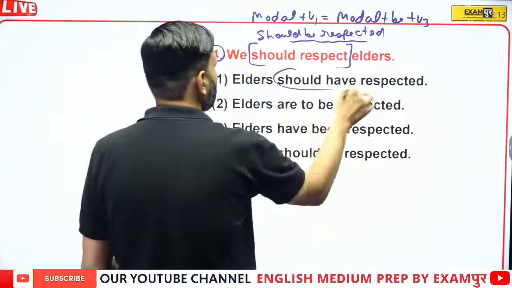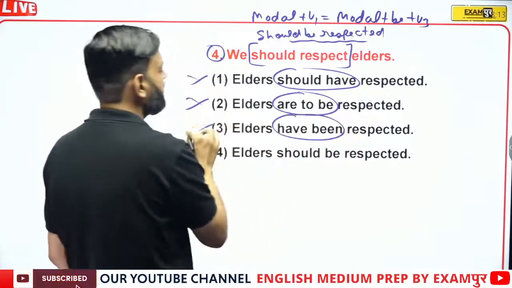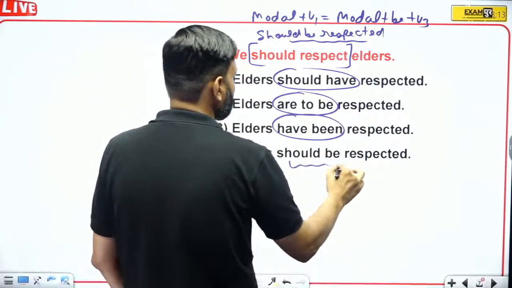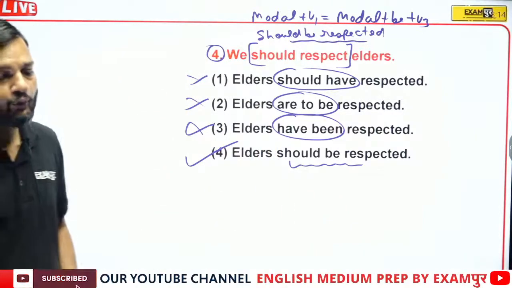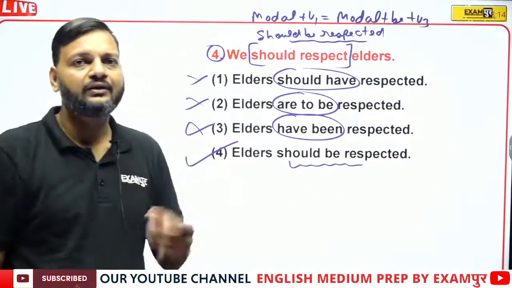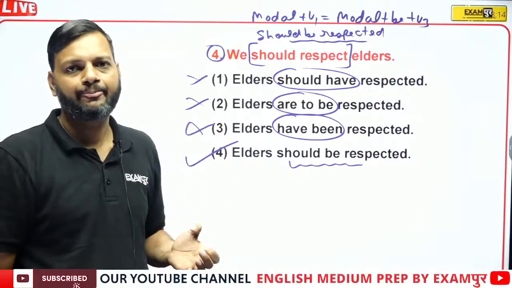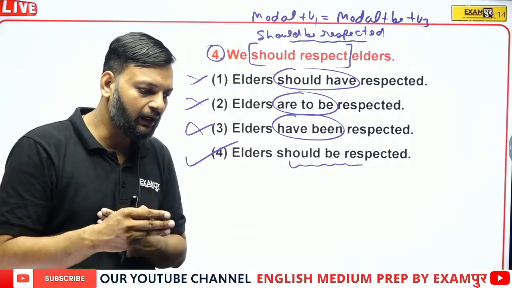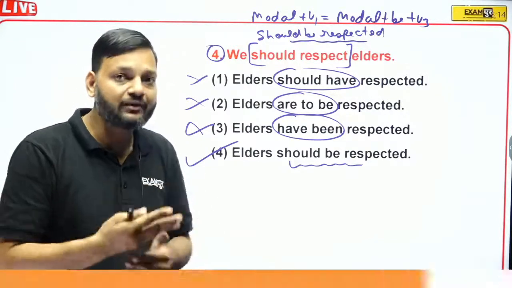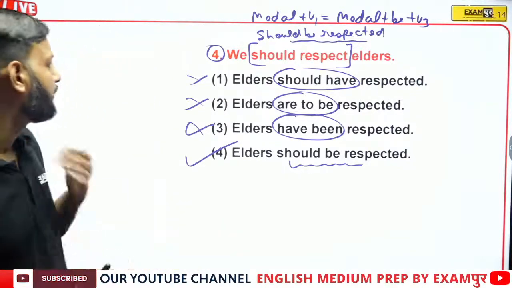Here we have should have, wrong. Here we have are to be, wrong. Here we have been, wrong. Only one option has should be respected, so it is the right answer. If you know the keywords, the links to find the answer, it becomes very easy. If you know how to get the tricks, it becomes very easy.